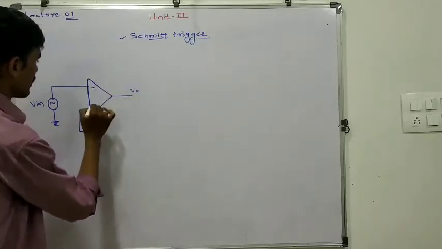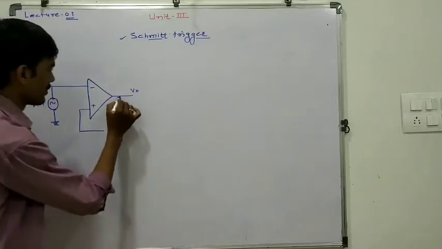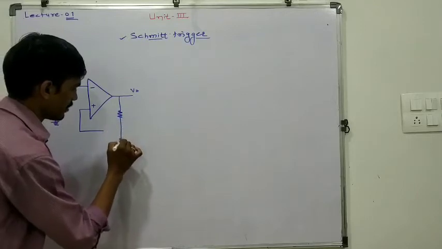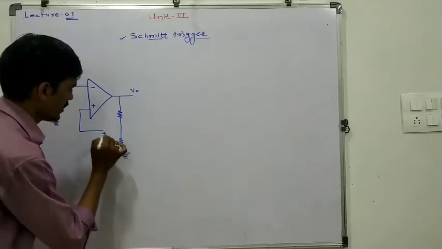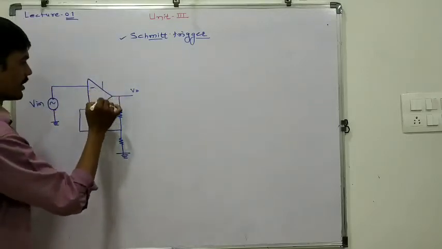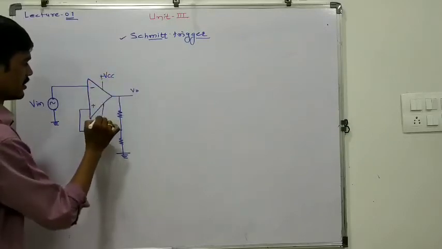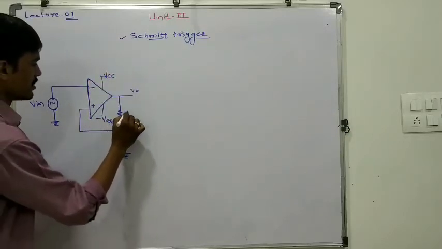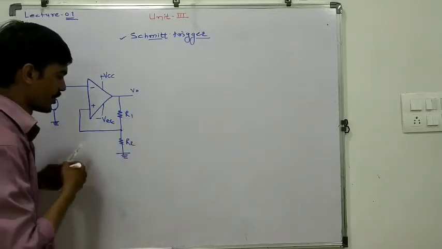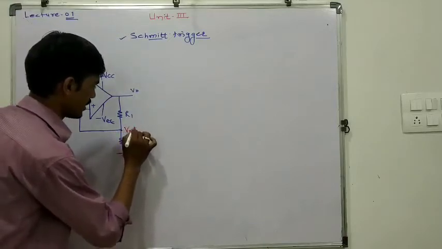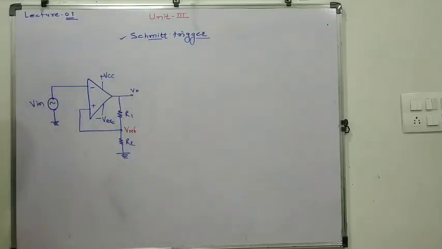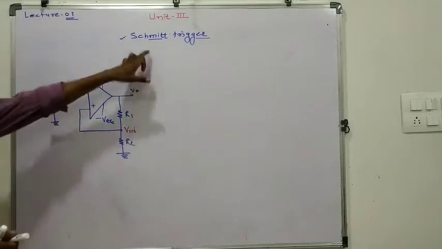This is the output. This is the operational amplifier's inverting terminal. This is the non-inverting terminal. Here a resistor pair is connected. In between we take one point, which is used as feedback to the positive terminal of the operational amplifier. This is plus VCC. This is minus VEE, or minus VCC. This is called R1 and this is called R2. And this point we denote as the V reference point. So this is the output. This is a simple Schmitt trigger circuit.